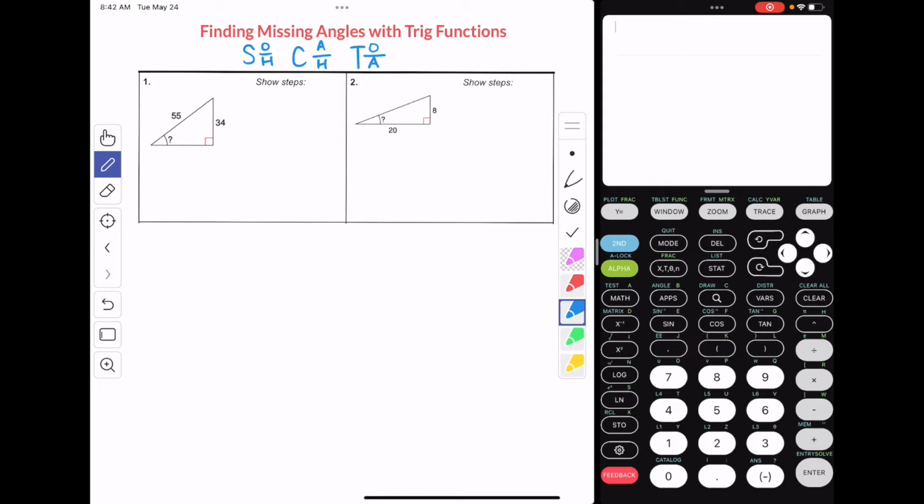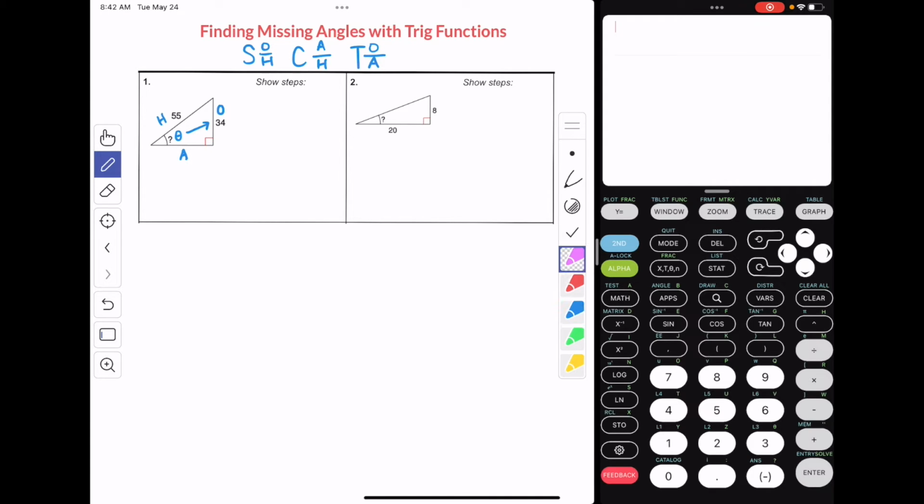So right now I have a question mark in this angle. I'm going to go ahead and label that angle as my theta. I'm saying that's the angle that I don't know. If I label my sides, I know that the 55 is the hypotenuse. It's the longest side of the triangle that's across from the right angle. I know that the side that's across from my theta is the opposite. And then I know that the side that's next to the theta is adjacent.